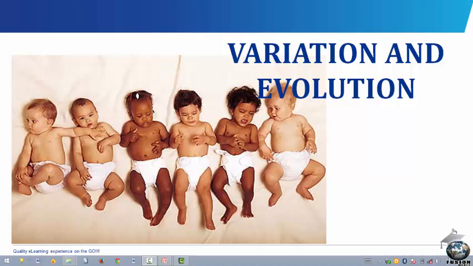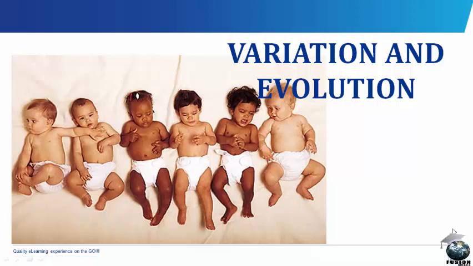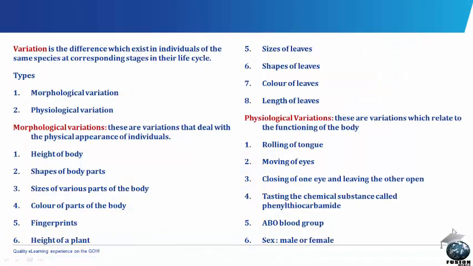Variation and evolution. Variation is a difference which exists in individuals of the same species at corresponding stages in their life cycle. Types of variation. These are morphological variations or physiological variations. Morphological variations are those variations that deal with the physical appearance of individuals.